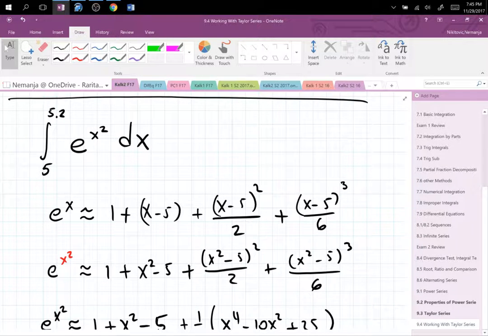So yeah, power series. Awesome stuff. I love it. And that ends chapter 9.